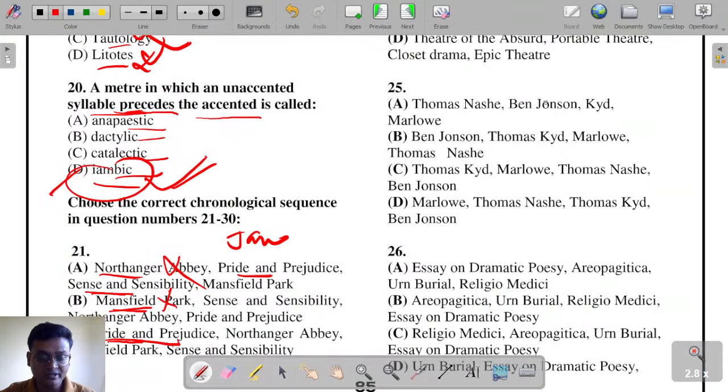Then 25 here. Thomas Nash, Ben Jonson, Kyd. This one: Thomas Kyd, Marlowe. So this is a very tough question, to remember all these things. Thomas Kyd, Marlowe, Thomas Nash, and Ben Jonson.